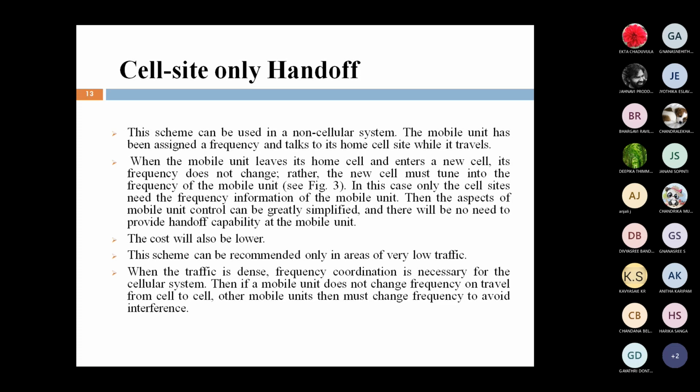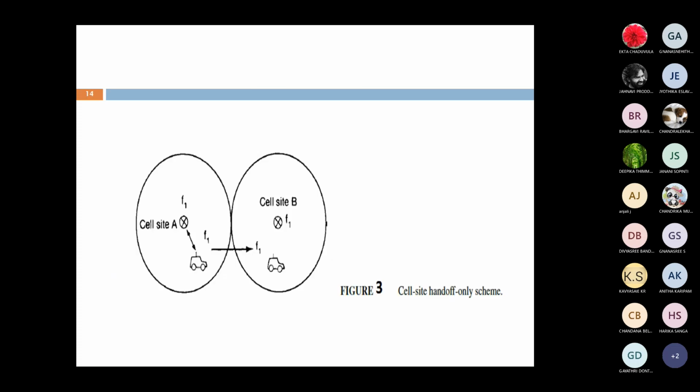I will explain this cell site only handoff with this figure. There is no cell concept here. Any base station, that is cell site A, cell site B, all work at the same frequency F1. The mobile moves from cell site A to cell site B. There is no frequency change. This type of technique is used for non-cellular systems, not cellular systems, that is in the concept of first generation. There is no frequency change and no channel change needed. This is about the cell site only handoff.